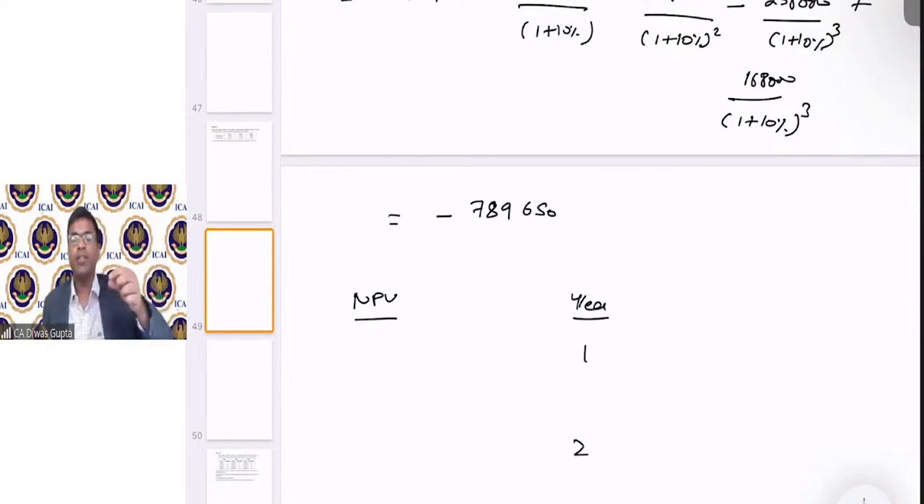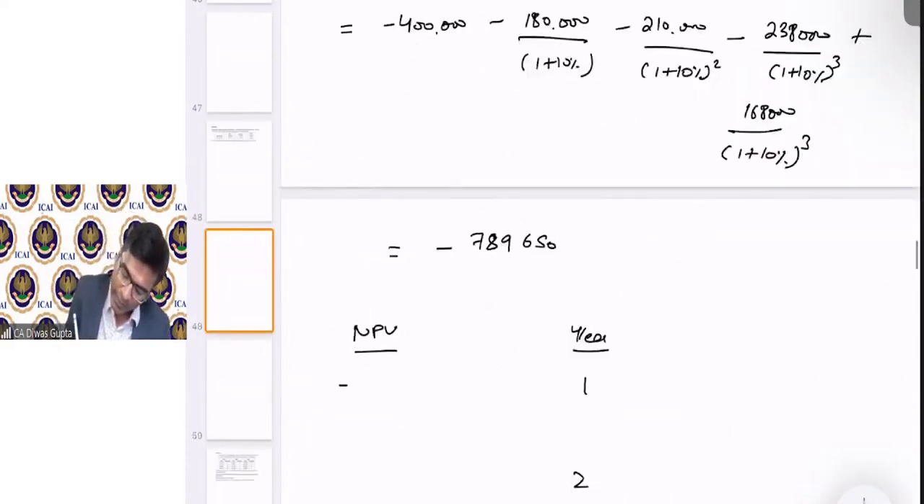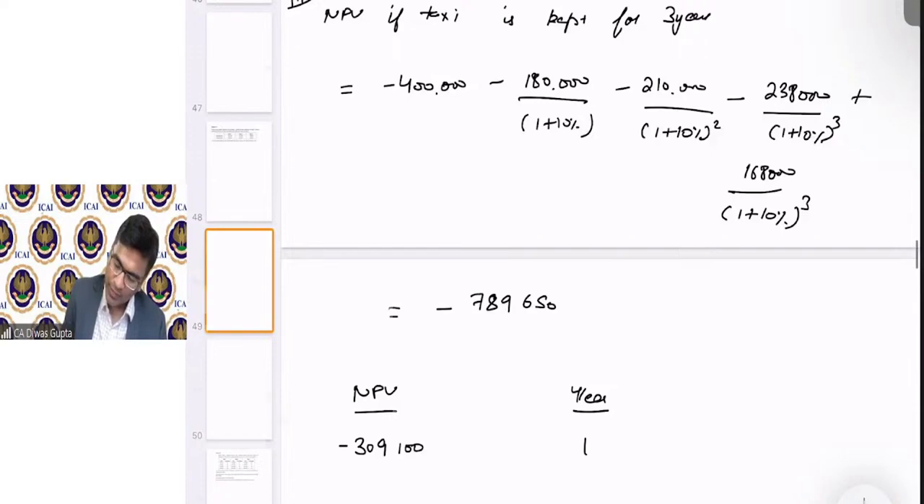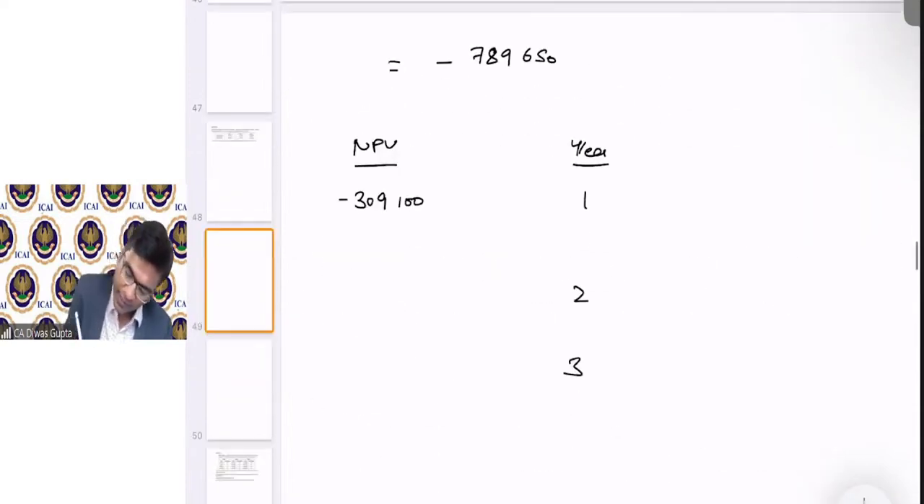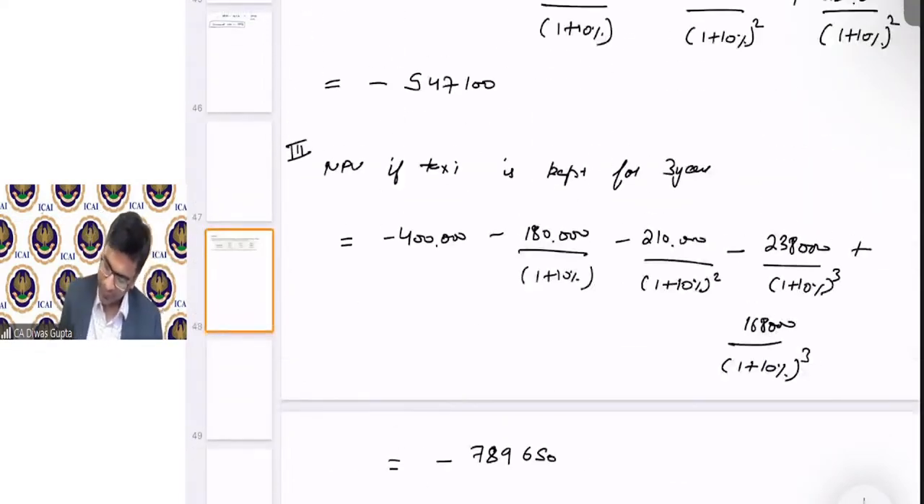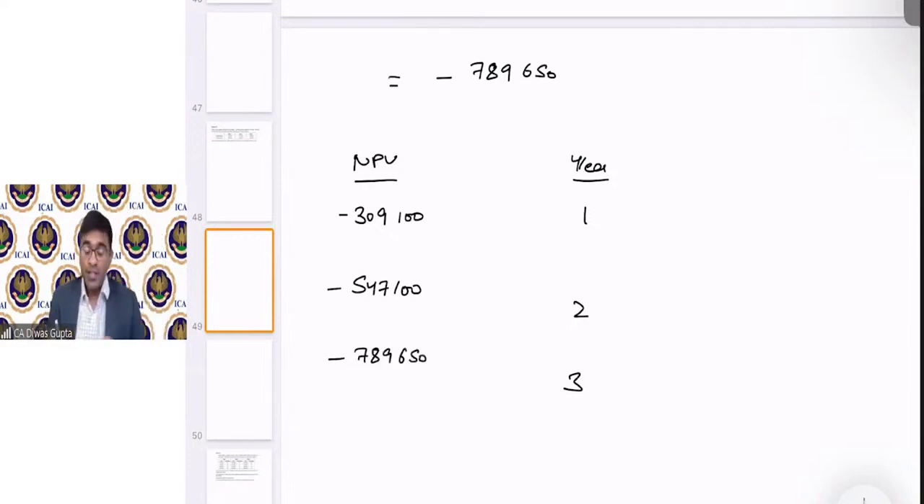So basically I can say that if the project life is 1 year, assume this is a project, right? If the project life is 1 year, we are able to get an NPV of 309,100. If the project life is 2 years, we are able to get an NPV of 547,100. If the project life is 3 years, we are able to get an NPV of minus 789,650. Now, students, we just simply can't compare these NPVs.